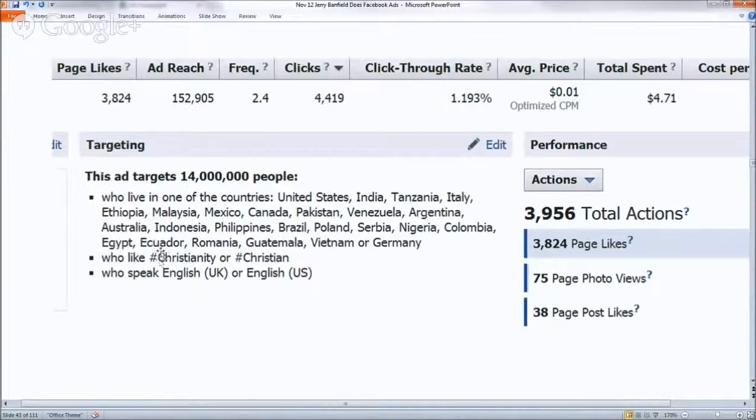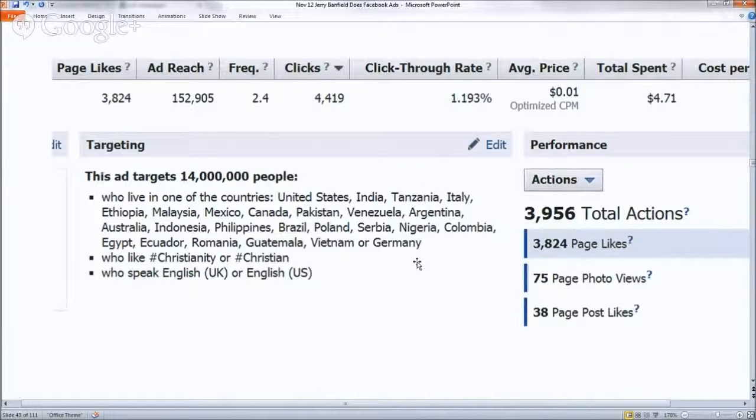$4.71 spent. And these are targeted to people that already like Christianity or Christian-based Facebook pages. They're targeted to people that already told Facebook they speak English, either the UK or the US version. And you can see this is actually even a mix of the US, India, Tanzania, Italy, Ethiopia, Malaysia, Mexico, Canada, Pakistan, Venezuela, Argentina, etc. These are countries where there's lots of Christians that speak English. I matched this off of Wikipedia with the numbers of people that speak English with the numbers of Christians and then put that into Facebook targeting.